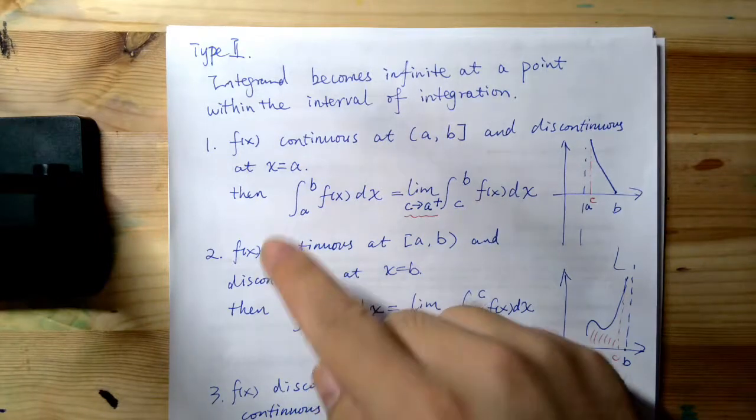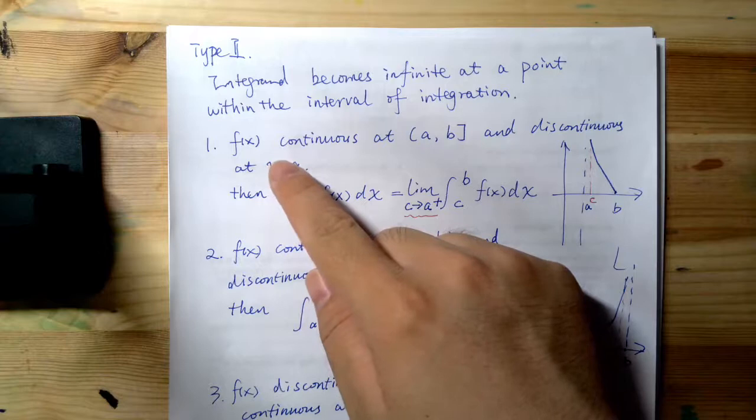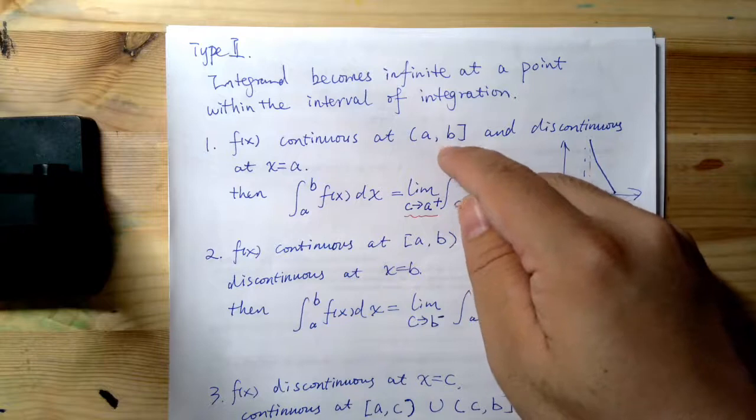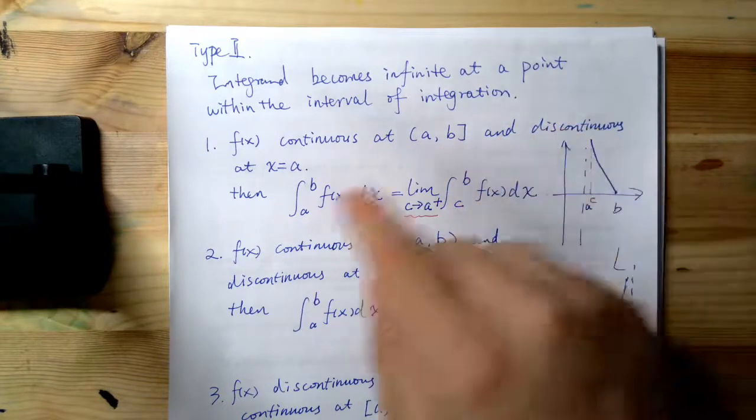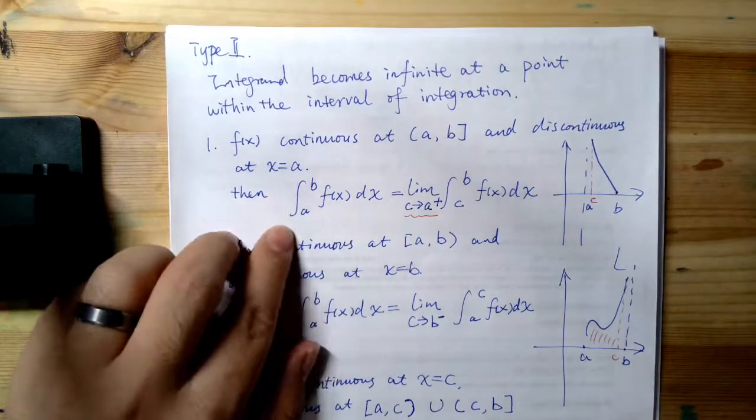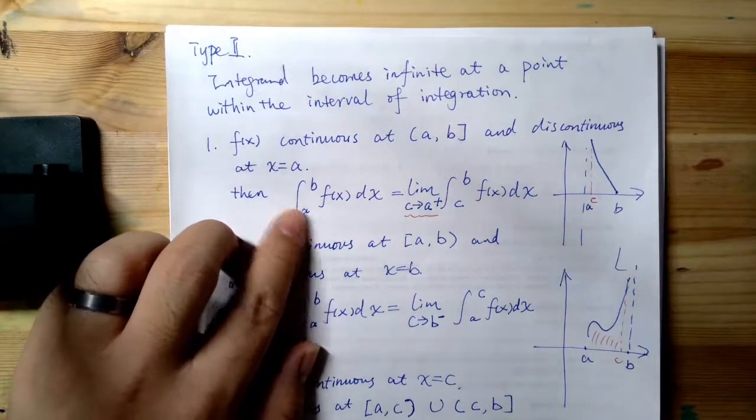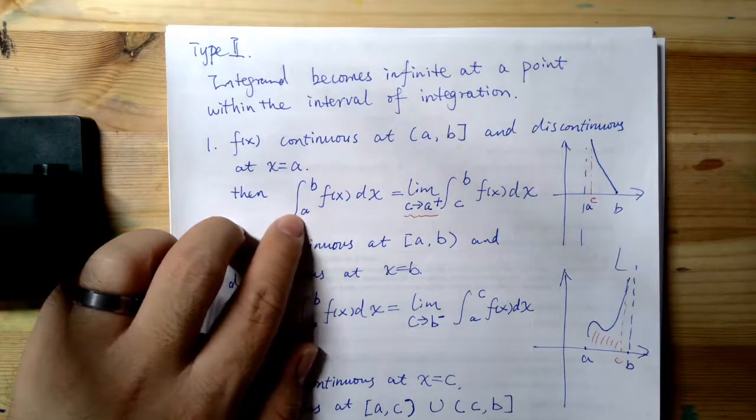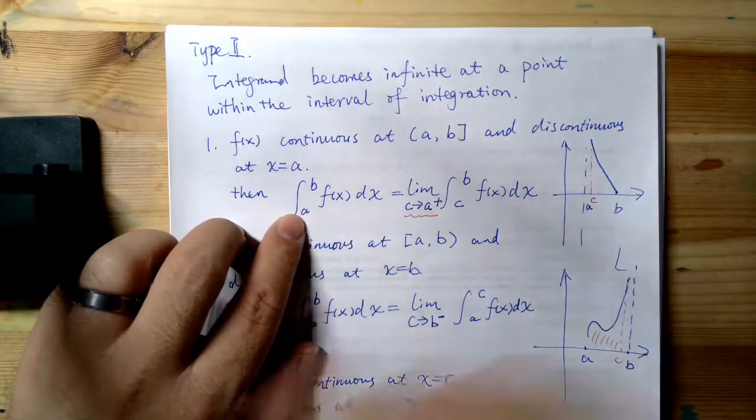First one is if we have a function f(x) that is continuous on the interval left-open (a, b] closed, and is discontinuous at x equals a. Then for this integral from a to b of f(x) dx, because it's not continuous at x equals a, if we plug a into f(x), it goes to infinity. For example, it's something like this.